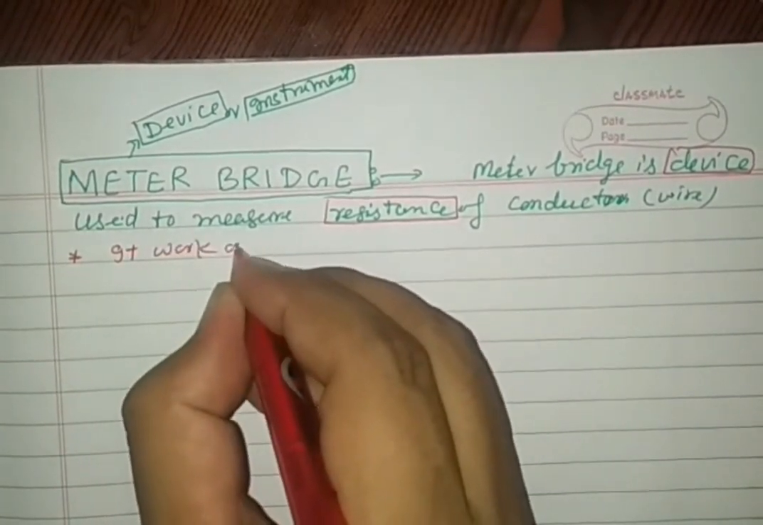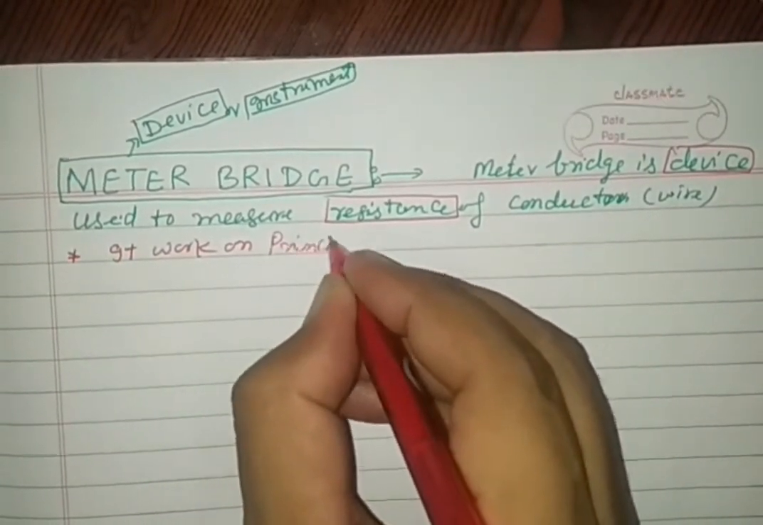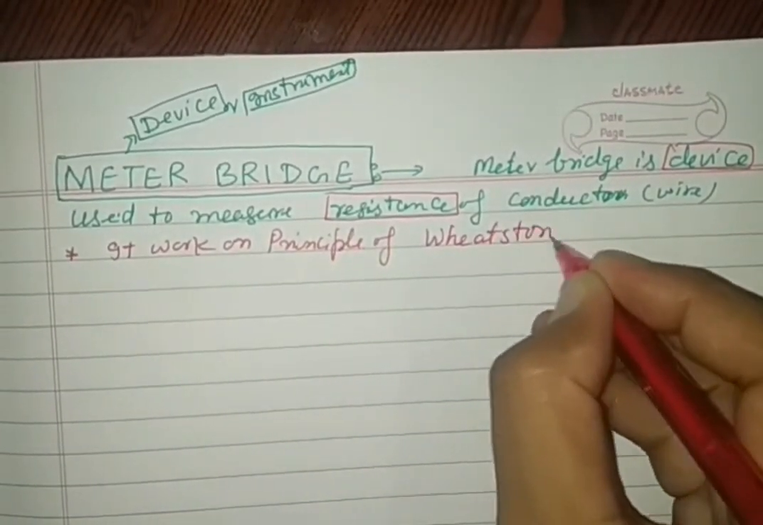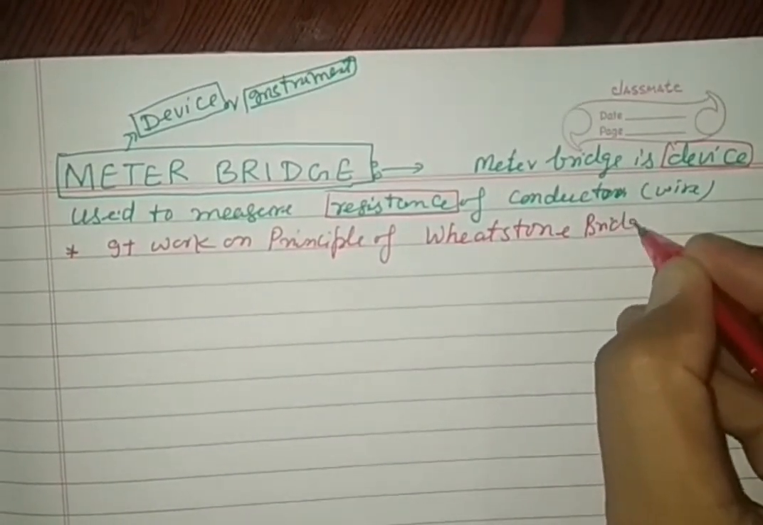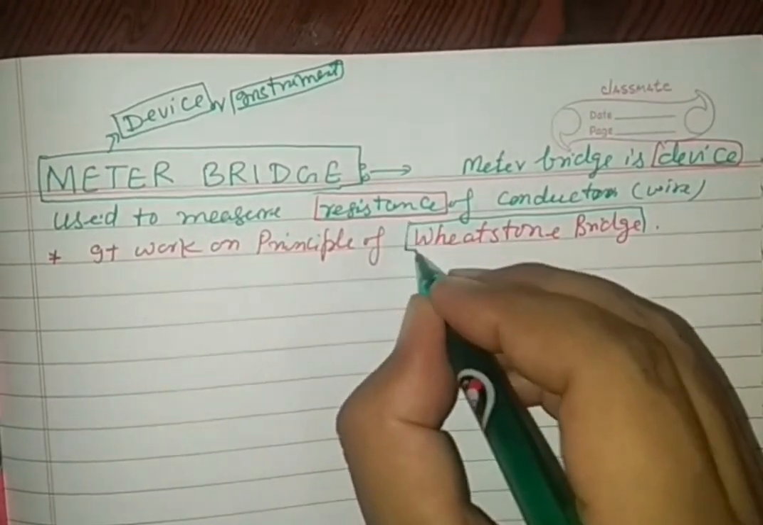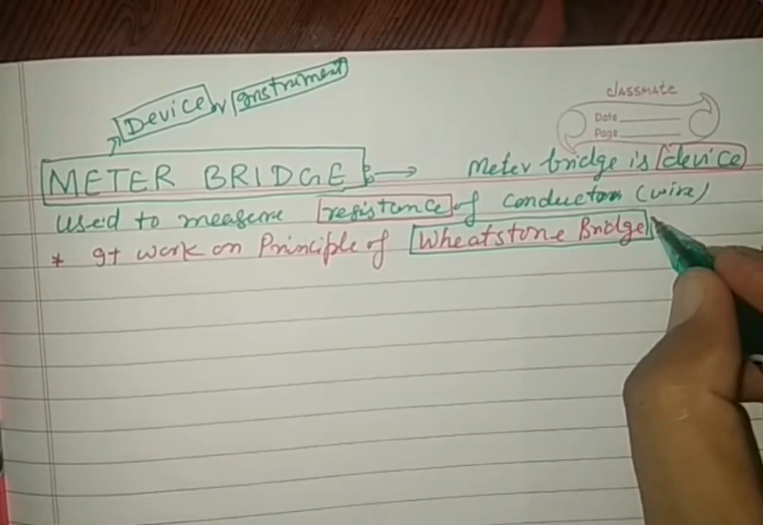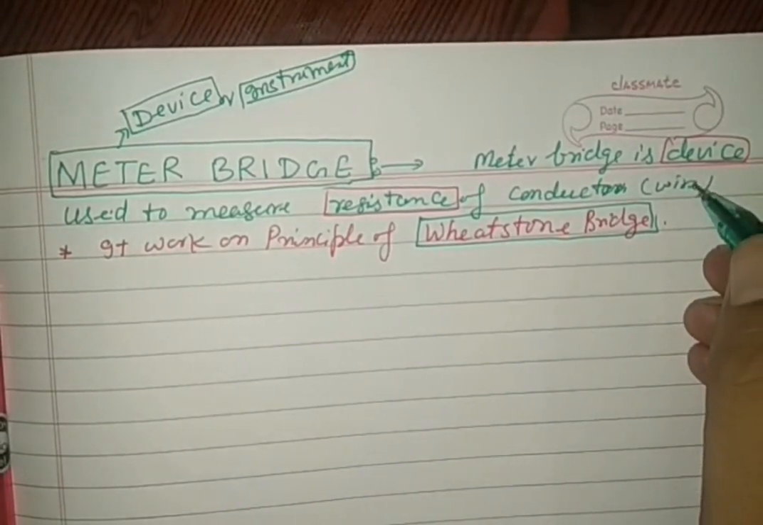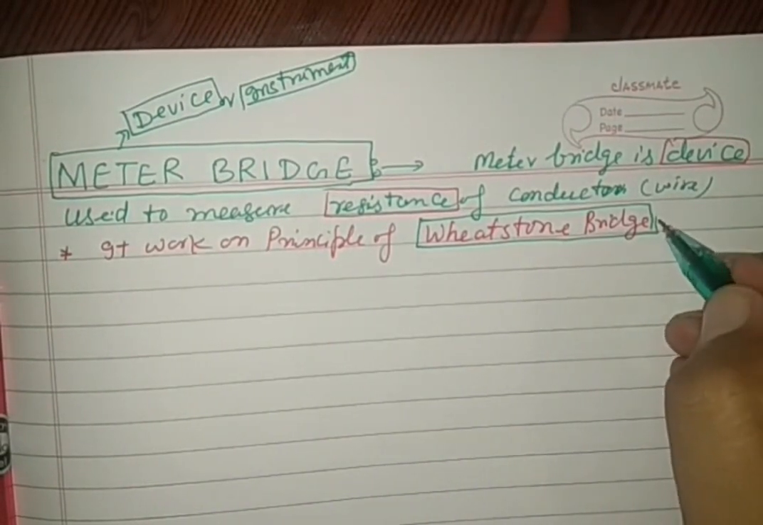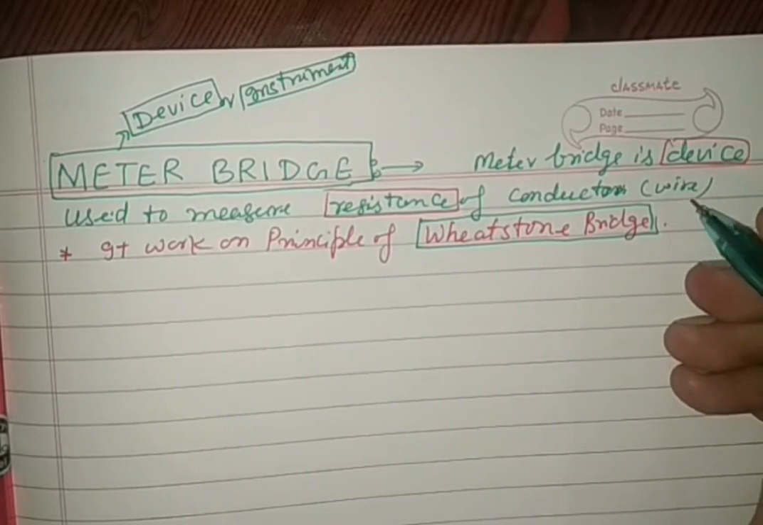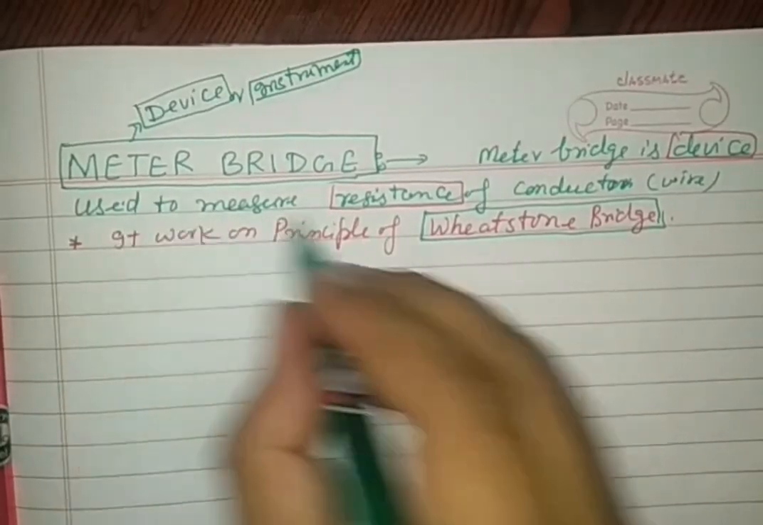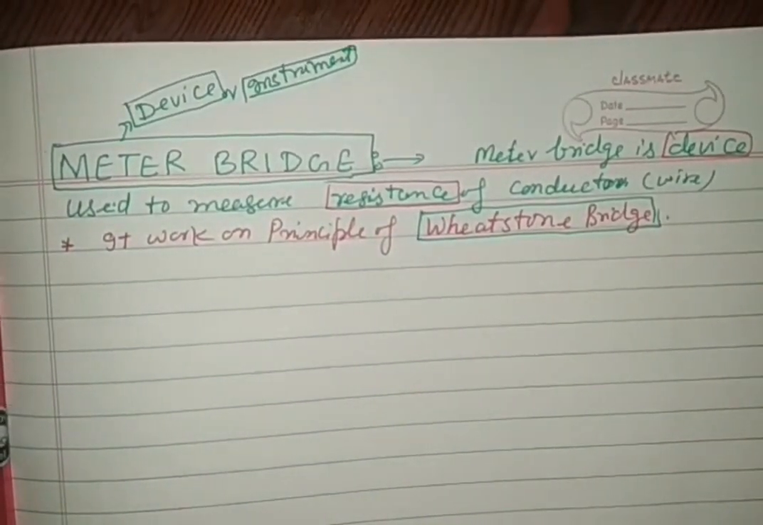And it works on the principle of Wheatstone bridge. On what principle does it work? On the principle of Wheatstone bridge, in which four resistances are connected according to the arms of a parallelogram, and if their resistances are in a ratio, then no current flows through the diagonal. So this is based on the principle of Wheatstone bridge, right?